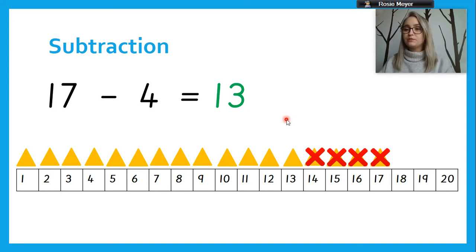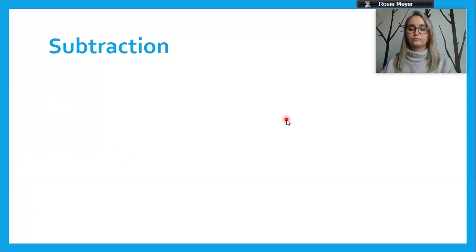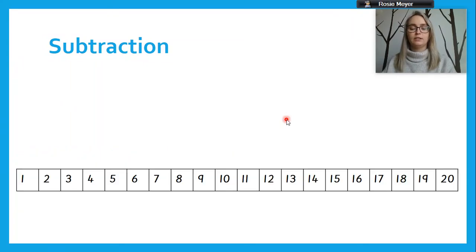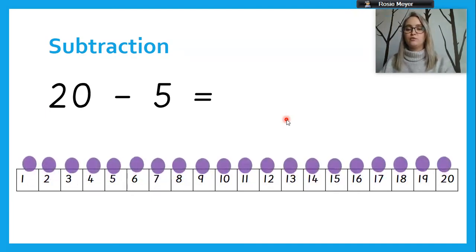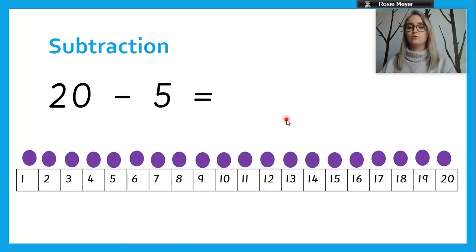Fantastic. Are we ready to move on to our next one? Remember, you can pause the video and work at your own speed. Let's have a look at the next one. So this time our number sentence is going to be 20 take away 5. This time I've used purple circles. I have 20 purple circles on my number track. Can you write your number sentence and draw your 20 circles on your piece of paper?